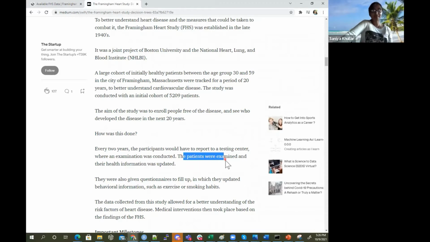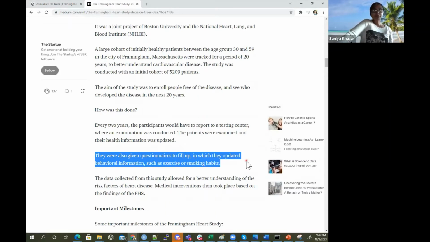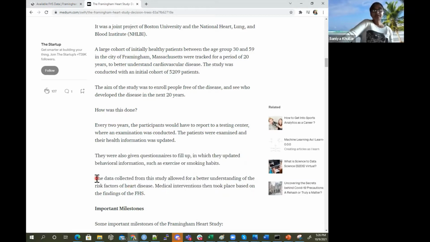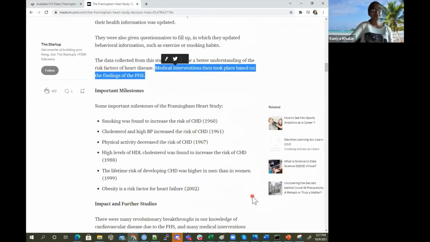So these patients were examined and their health information was updated. Every 2 years, because people have lives going on, and they don't want to keep disrupting them. They were given questionnaires, so they updated behavioral information, exercise, and smoking habits as well. The data collected from this study allowed for a better understanding of the risk factors of heart disease. Medical interventions then took place based on the findings. The idea is to figure out, from these 5,209 people, why some people developed heart disease and others did not.